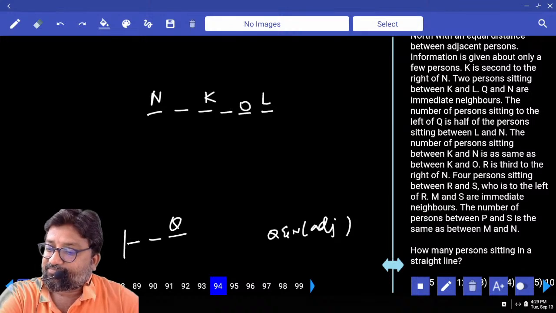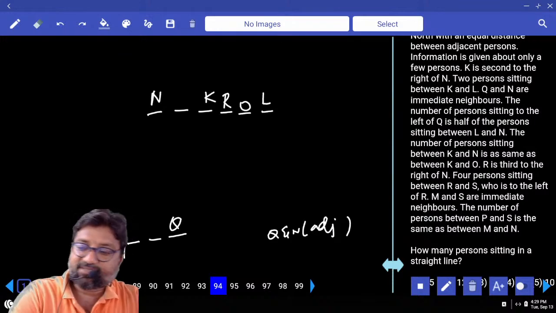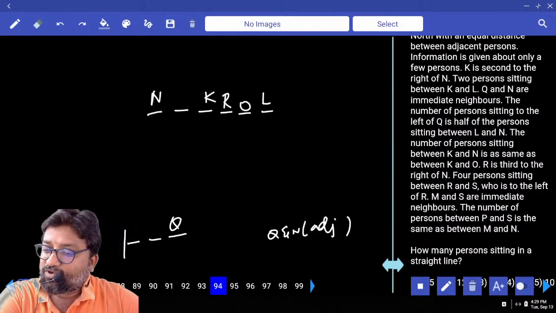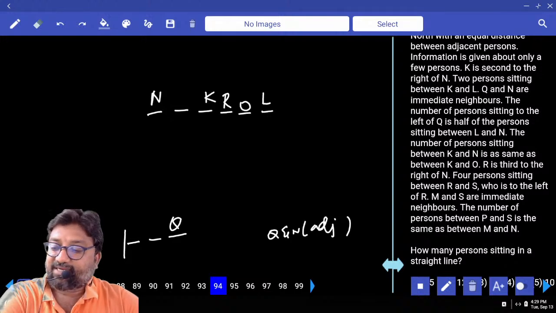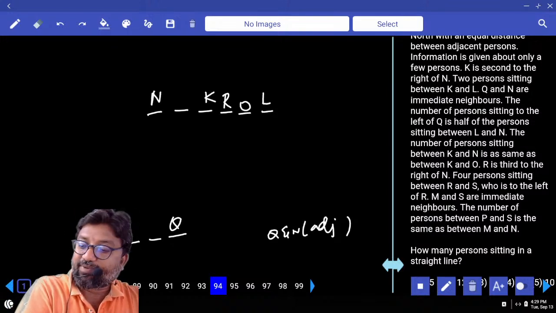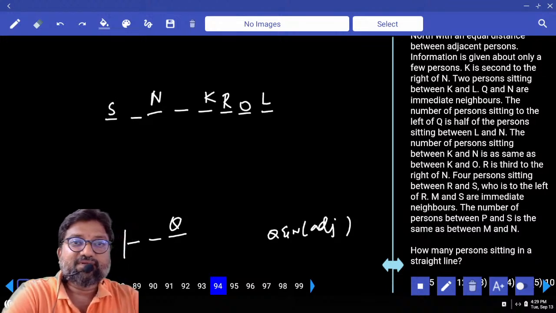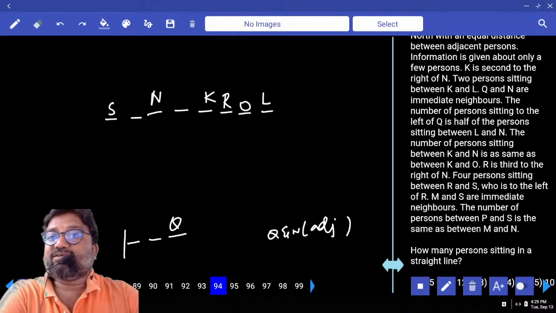R sits third to the right of N. There are 4 persons sitting between R and S, S to the left of R. Left of R, how many persons? 4 persons. Clear? Q is an immediate neighbor of N.